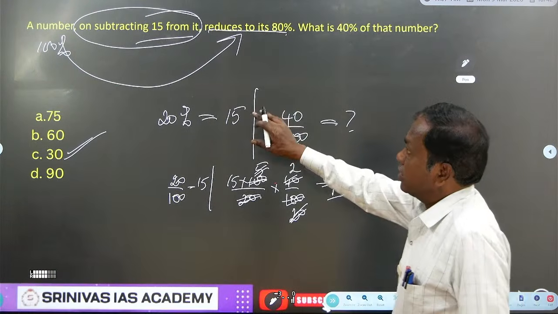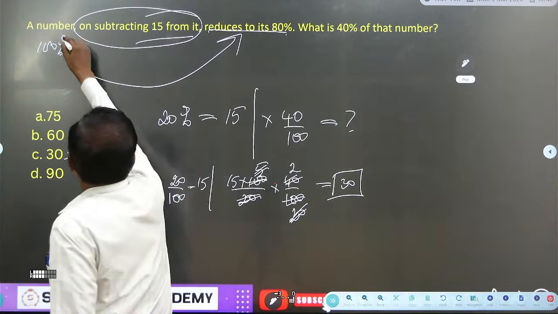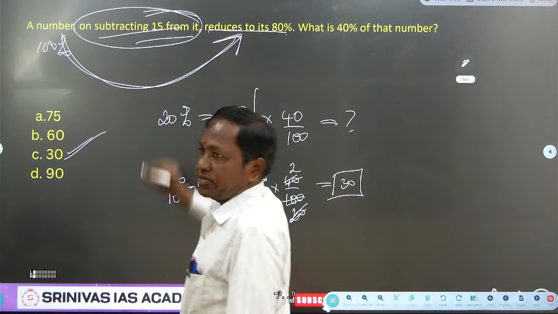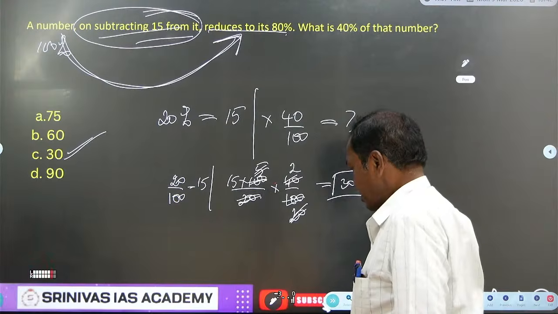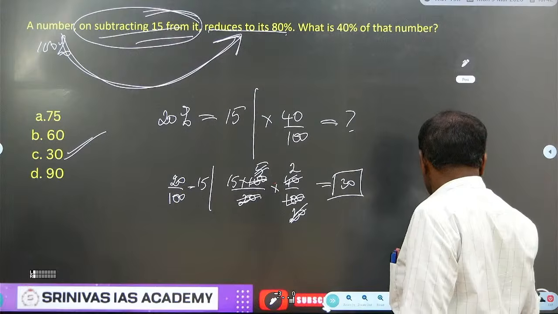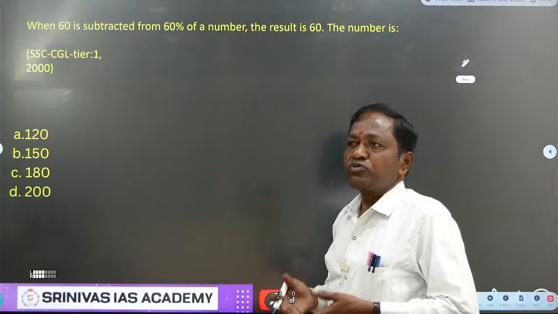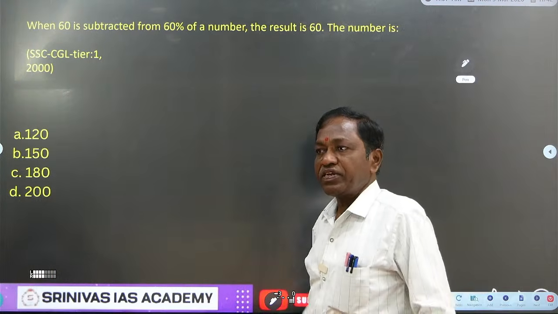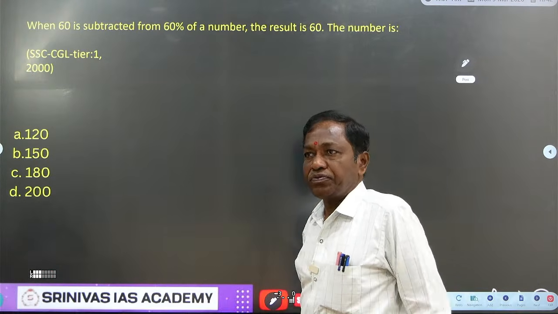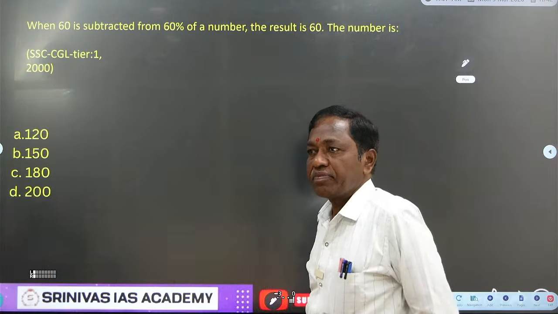This is English. Comma means what? Additional information. This number reduces to 80%, this is additional information. That's why we need to understand the question. Even if we understand from the question, we need not write so many equations, because we can reduce the working time. We should reduce the working space also, because certain questions demand more space and more working time.